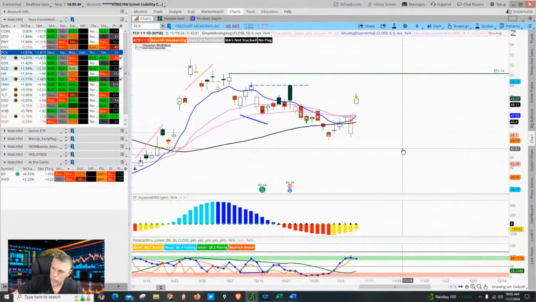FCX buys down, black squeeze. What's the difference between a black squeeze and a red squeeze? It's just that one of them is classified as a low compression, the other one's a high compression. There's still a squeeze. It's just the level of tightness, I guess.